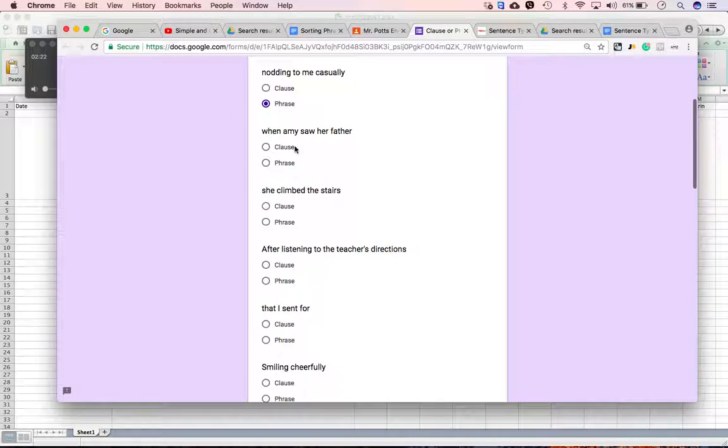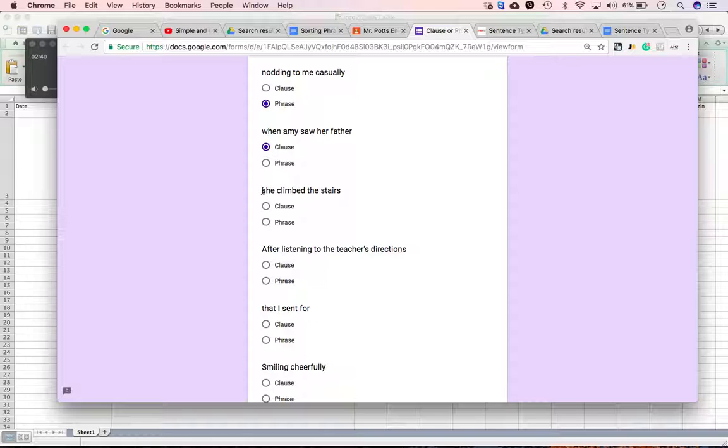"When Amy saw her father." Is there a noun that's doing something? The answer is yes, it's Amy. And what is she doing? She's seeing her father. So you have a subject and you have a verb, which makes it a clause.